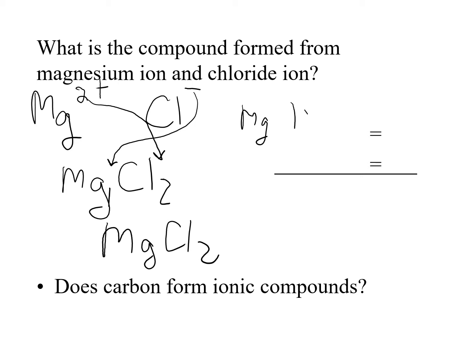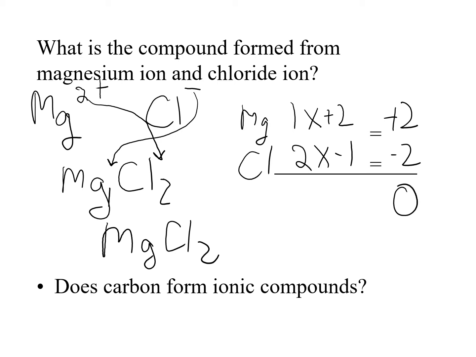Now, if we want to check the charges cancel, again, we can say magnesium. We have 1 magnesium times its charge of +2 gives me 2 plus. And then chloride, we have 2 chlorides. Each chloride has a -1, so it becomes -2. Plus 2 minus 2 is equal to 0. So we have a neutral ionic compound.